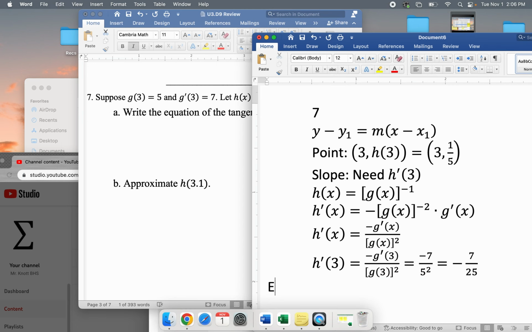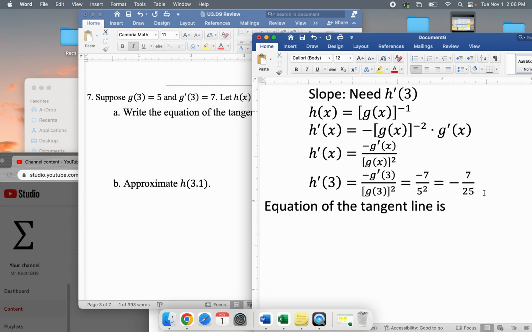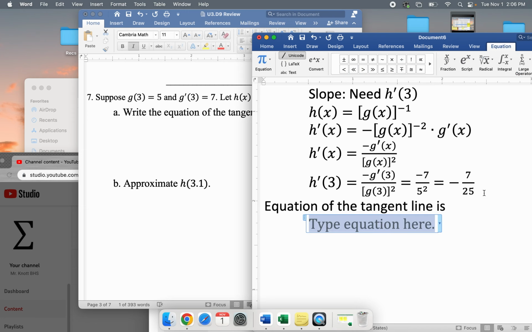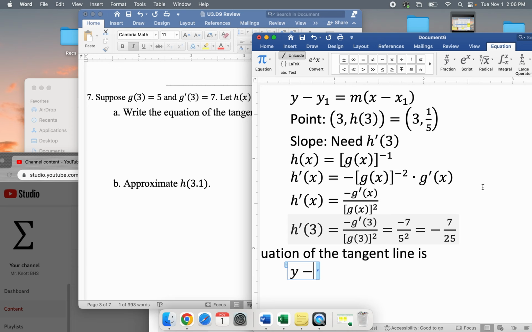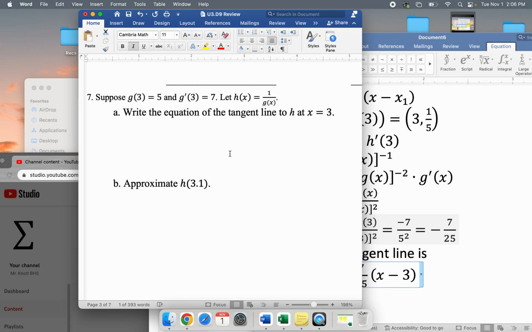So the equation of the tangent line is y minus y1, we said y1 is 1/5, equals m, the slope, we just found that's negative 7 over 25, times x minus x1, that's 3. So there's the equation of the tangent line. Lovely. Great, so that's part A.